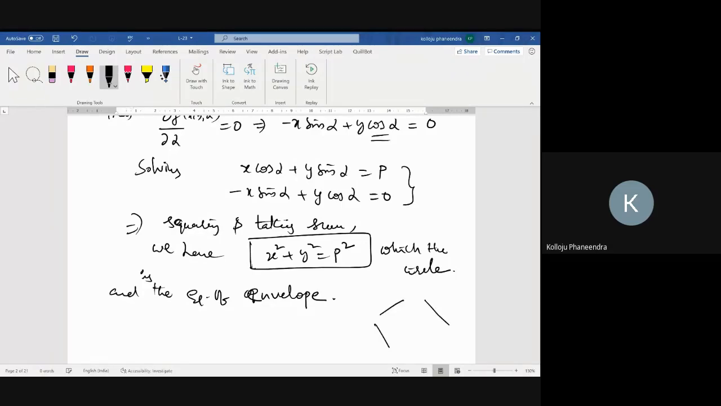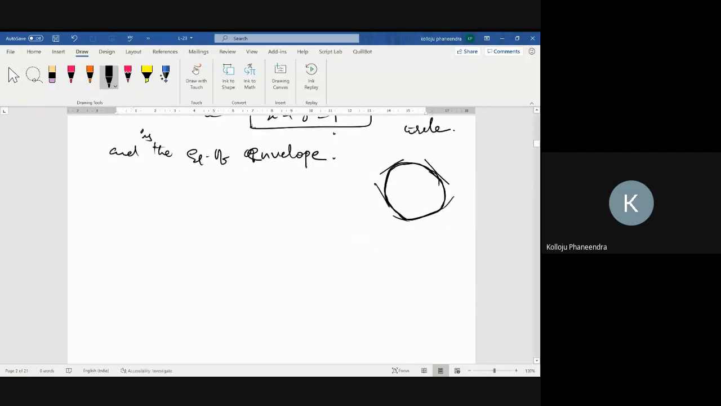So the straight lines are like this. You can draw straight lines and this circle touches each member of the family of straight lines, x cos alpha plus y sin alpha equal to p. That is why this circle is the envelope for the family of straight lines. This is about envelope, a simple concept. Now take some assignment problems.